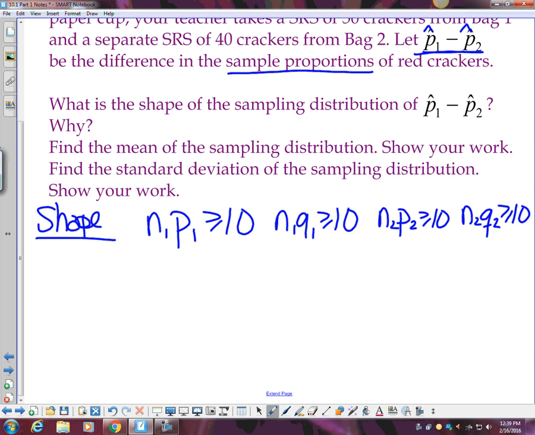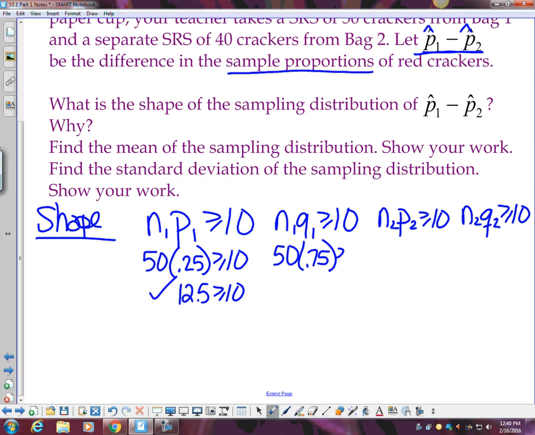And just be real careful with your subs and your hats and all that stuff to make sure you're good. All right, so bag number 1 had 50 goldfish in it and 25% of them were red. And so that's 12 and a half. So we're good there, just barely, but we're good. And then let's see, if that was 25%, this would be 75%. So that's 37.5, which is good.